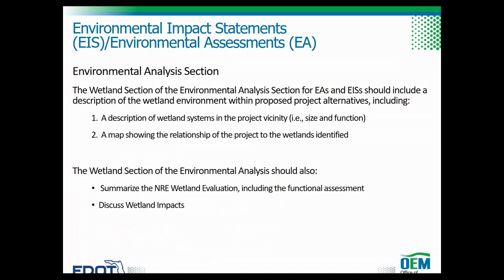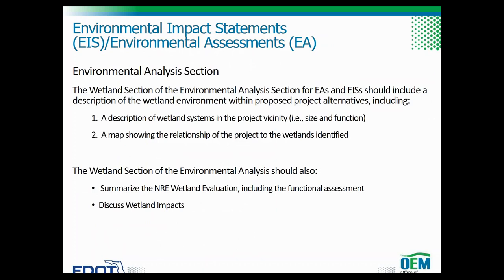The environmental analysis section of an EA or EIS should include a description of the wetland environment within the proposed project alternatives. Wetland documentation should include a description of wetland systems in the project vicinity, such as the size and function of the wetlands. A map should be included to show the relationship of the project to the wetlands identified.